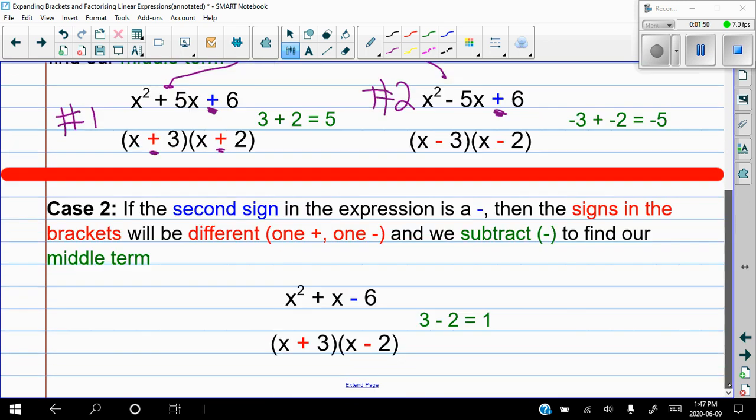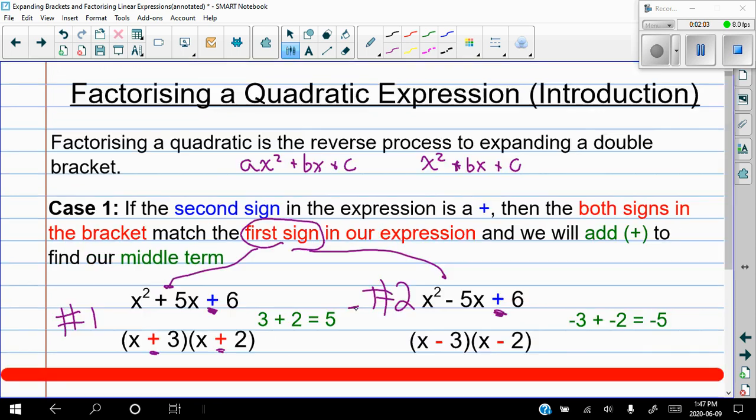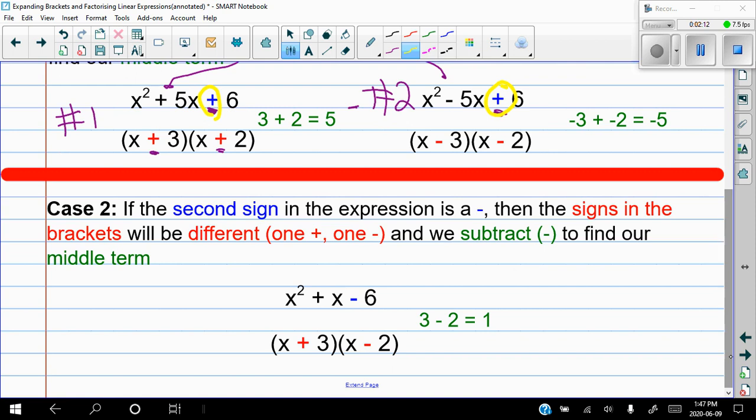So case two: if they're both pluses and both minuses in the middle, case two has to do with if they're different signs. If the second sign in the expression is a negative, notice how up here, in our second sign, they were both positive. Now we're looking at what happens if it's a negative. If it is a negative, then the signs in the brackets will be different. So, one positive, one negative.